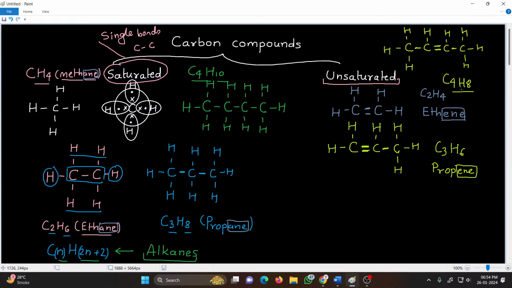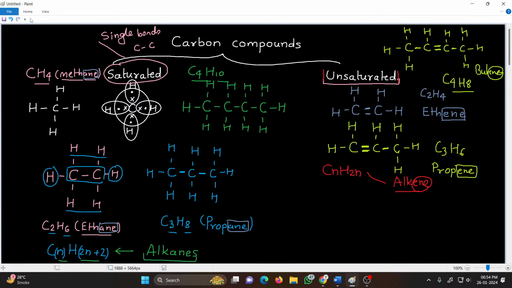So if you look at all these compounds, the name of the compound is butene here. For all these compounds, the general formula is CnH2n, and this family is called alkenes. So we have ethene, propene, butene, pentene, hexene. So this is one way in which unsaturated hydrocarbons can be formed.